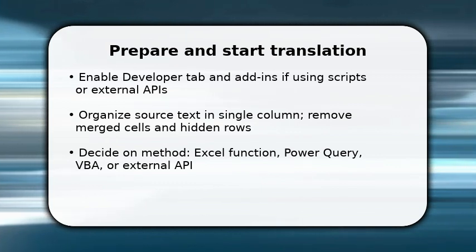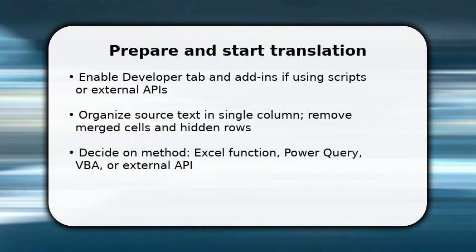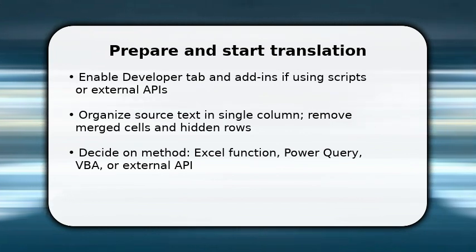Now, insert a helper column next to your source text. This is where translated results will appear, and it keeps original data intact while you test commands and functions. You now implement the chosen approach.